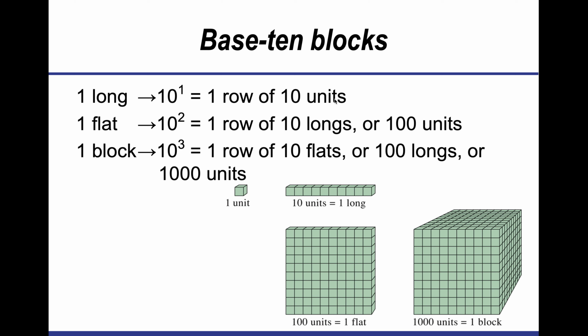So if we're looking at 10 to the 1, that would be one row of our base 10 blocks. If we're looking at 10 squared, the hundreds place, that would be a complete square block. If we're looking at 10 to the third, or the thousands place, that would be the three-dimensional cube that we're using here.